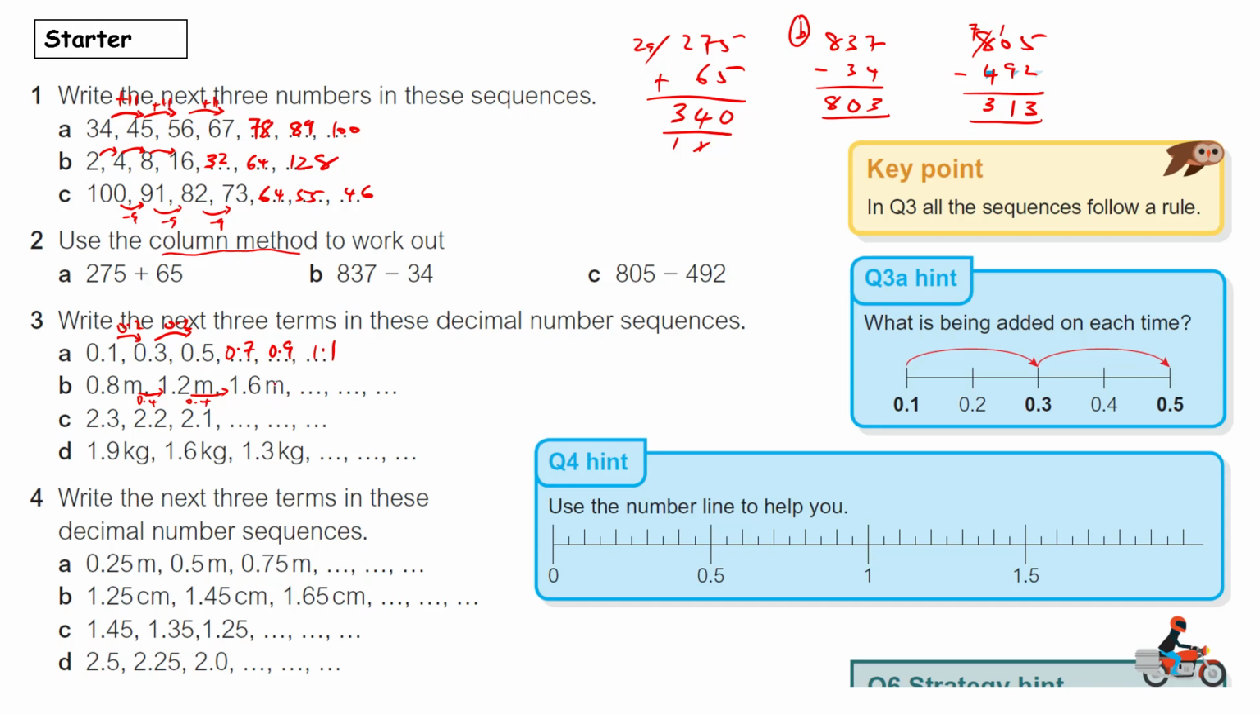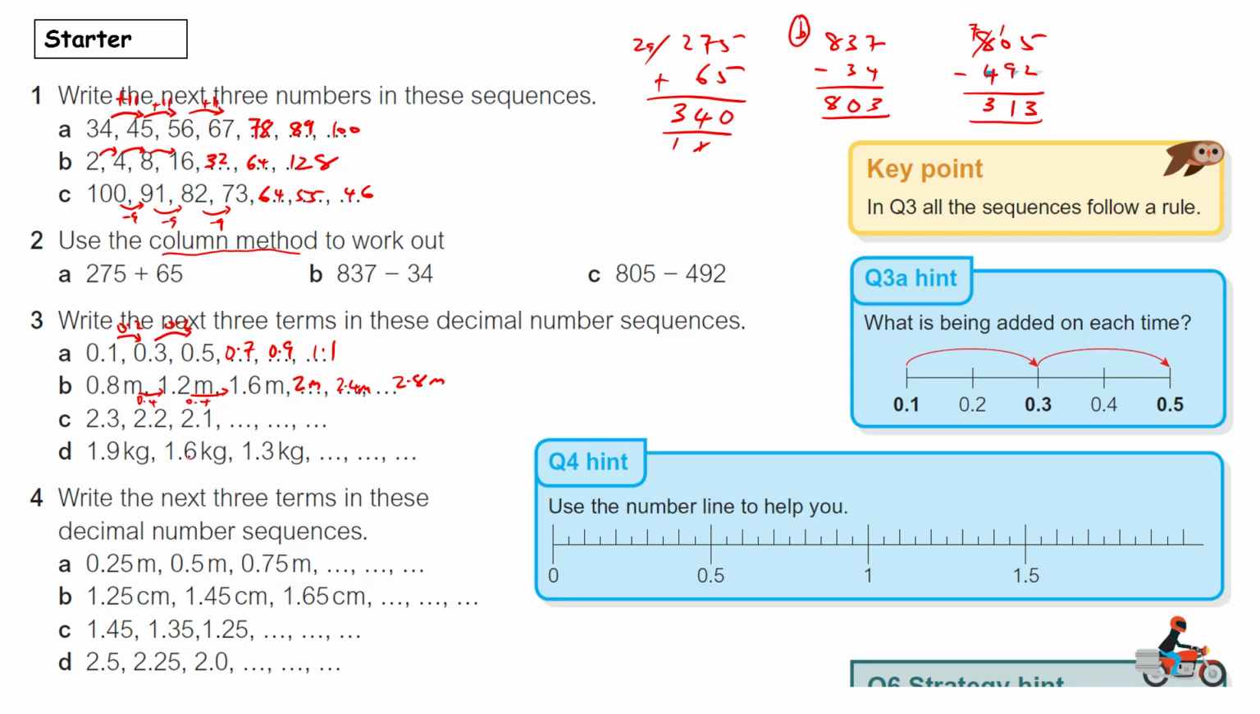Let's not forget the units, although they are going to be quite difficult to fit in. If we add 0.4, we get 2 meters. Add 0.4 again, so we get 2.4. And if we add 0.4 to that, we get 2.8 meters. Okay, you should have more space in your book.